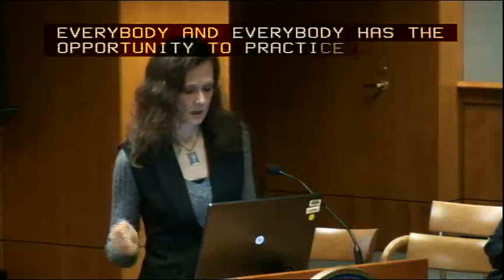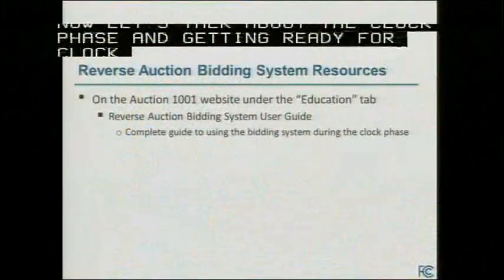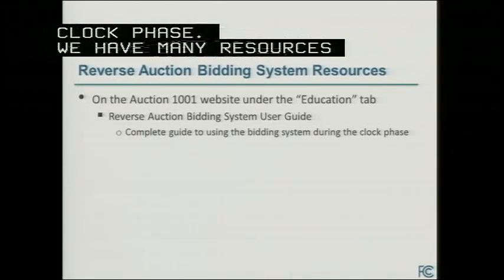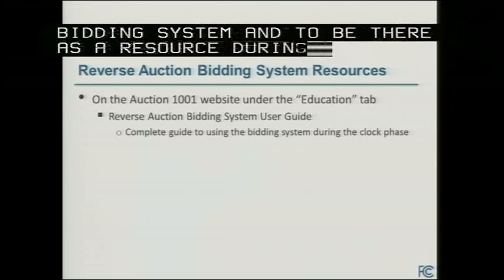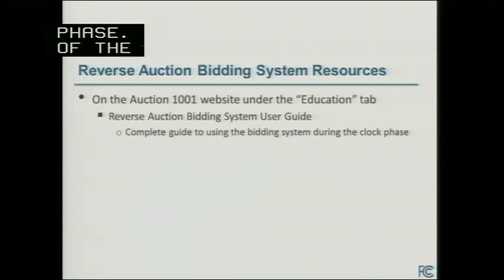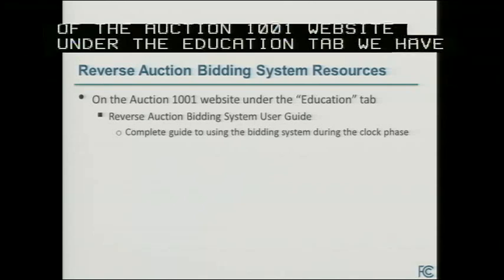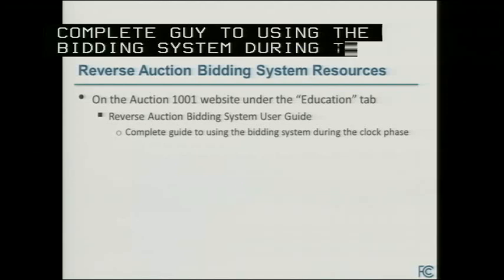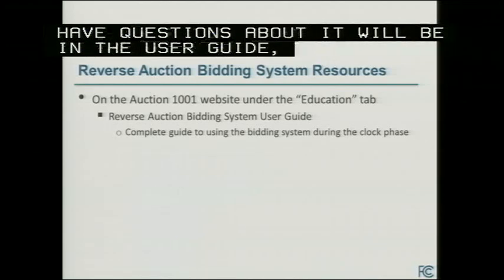Okay, now let's talk about the clock phase and getting ready for the clock phase. We have many resources available to you to train you on the bidding system and to be there as a resource during the clock phase. On the Auction 1001 website, under the Education tab, we have published a user guide. So this is a complete guide to using the bidding system during the clock phase. You can look up anything you have questions about in the software. It will be in the user guide. But of course, you can always call us on the auction bidder line if you have questions about how to use the software.